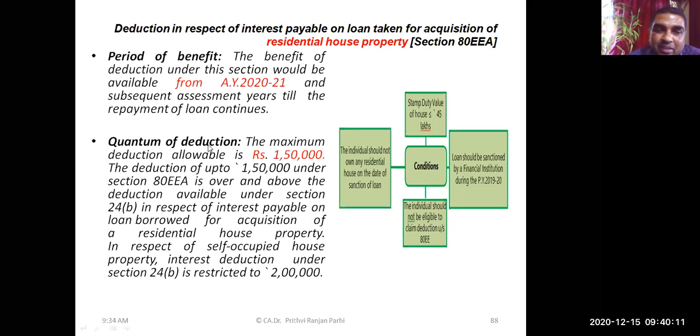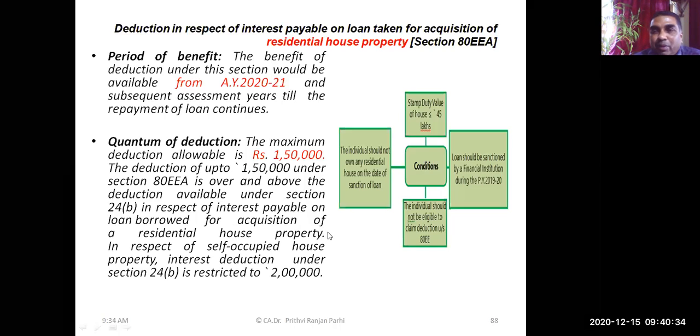The quantum of deduction: the maximum deduction allowed is 1,50,000. Deduction up to 1,50,000 under this section 80EEA is over and above the deduction available under section 24B in respect of interest payable on a loan borrowed for acquisition of a residential house property. Okay, that's all.